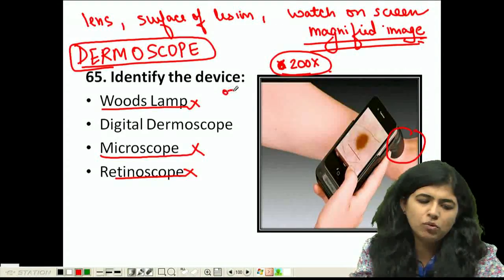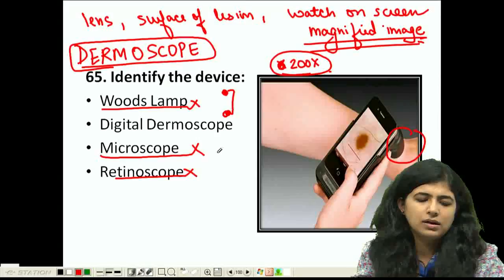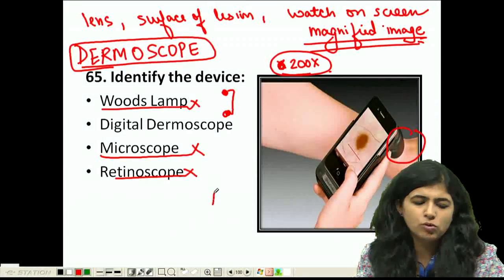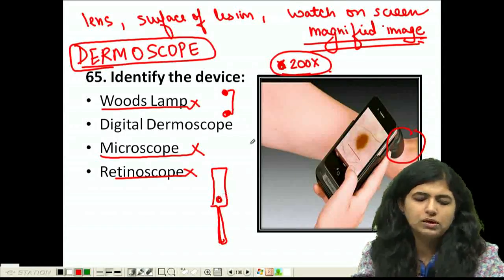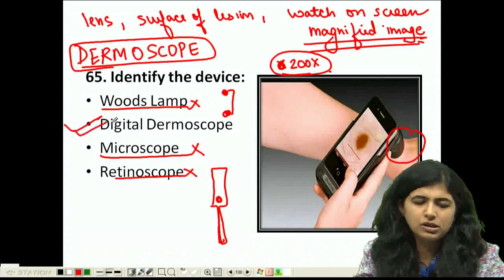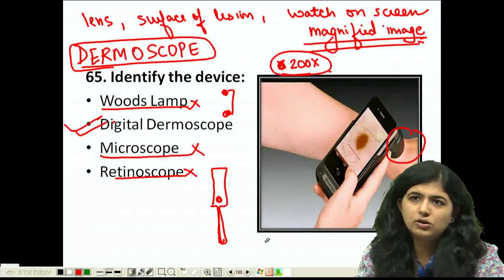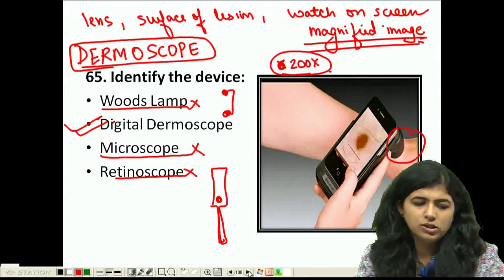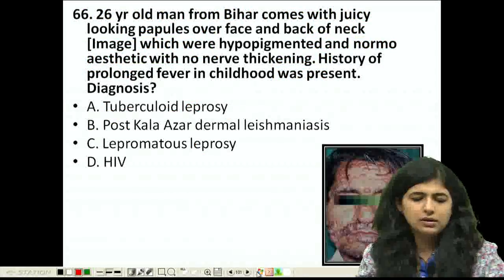Wood's lamp would be more of a bigger structure with tube lights and glass. Microscope, you all know, retinoscope is something like this. So this is a retinoscope, ophthalmoscope. This is different. Wood's lamp is different. This is a digital dermoscope. Clear to you? Good. Should we move to the next one?